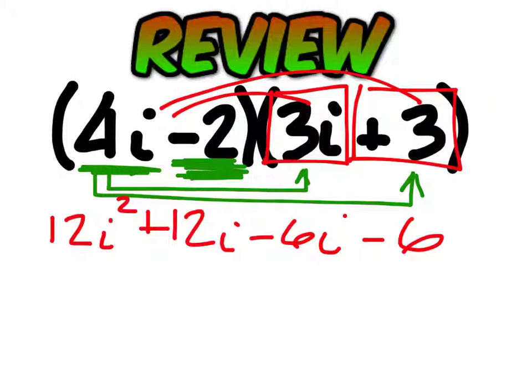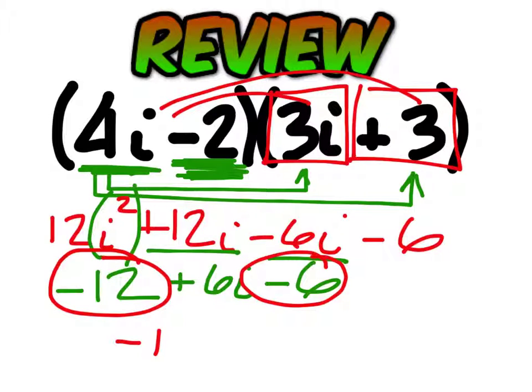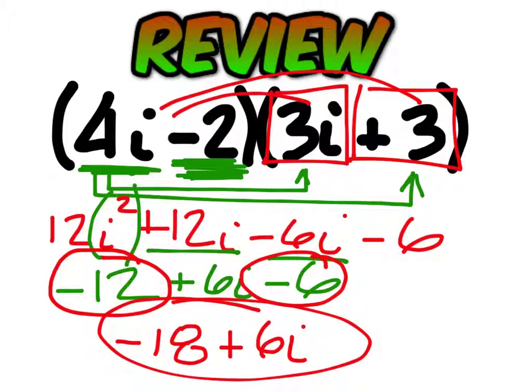Okay, now once you get there, you need to simplify where you can. i squared is negative 1, so that gives me a negative 12 out front. You have two i terms in there: 12i minus 6i. You can combine those since they're the same exponent. 12 minus 6 is 6, so that's 6i. And then you have a minus 6 on the end. Now combine your constants. You have a negative 12 minus 6, which is a negative 18, plus 6i. That will give you the answer.